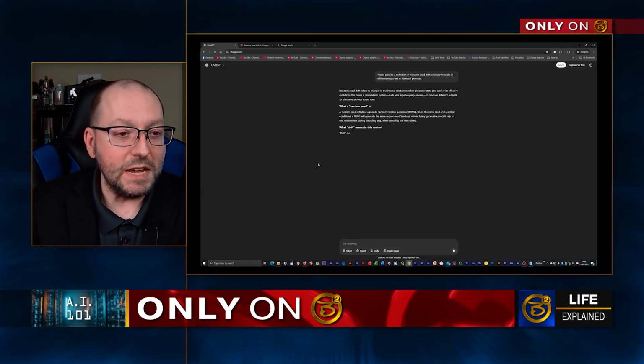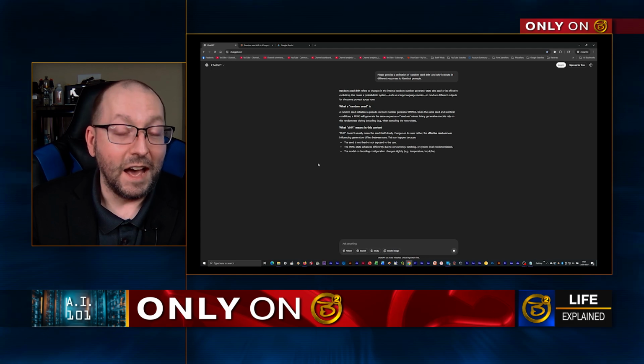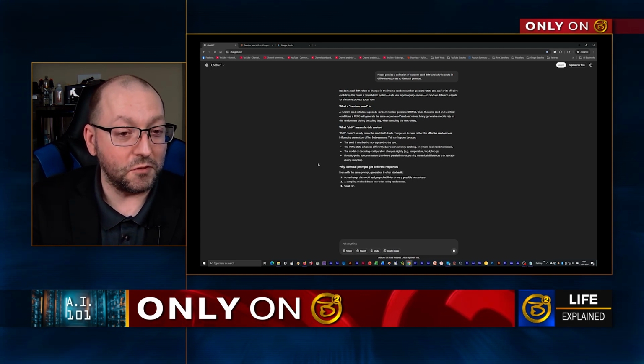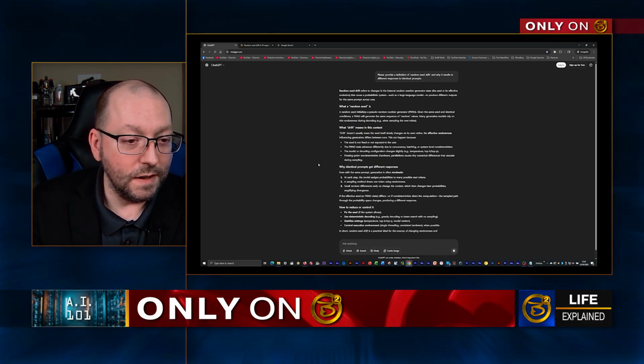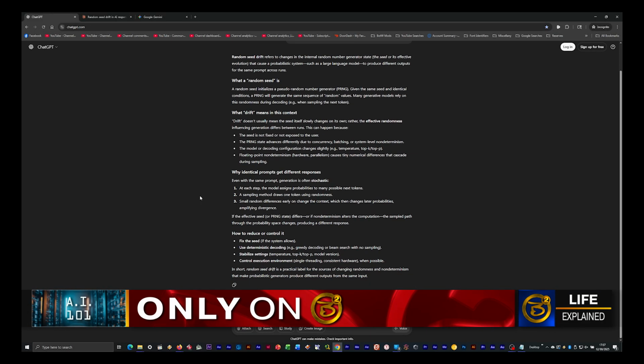So let's see. I've never actually done this before, so I'm interested to see what these 3 are going to have to say. So here's the important part. Generation is often stochastic. At each step, the model assigns probabilities to many possible next tokens. A sampling method draws one token using randomness. So let's look at the other 2, and then I'll explain this.